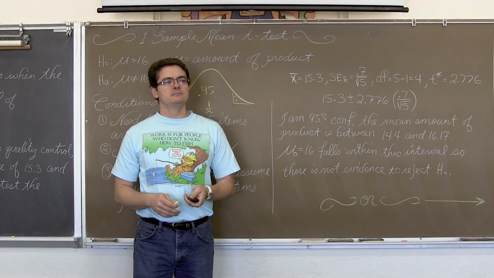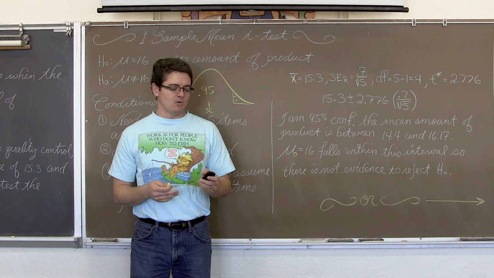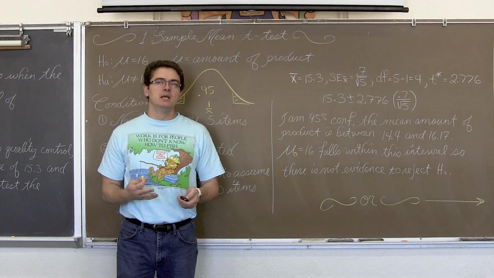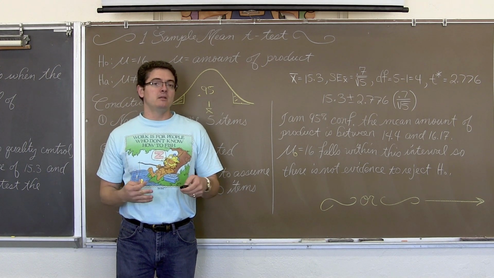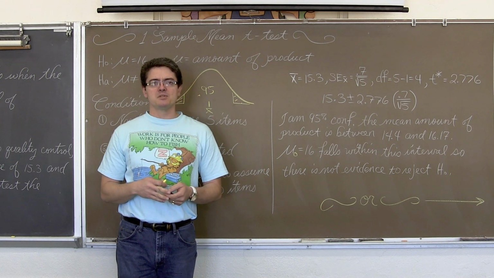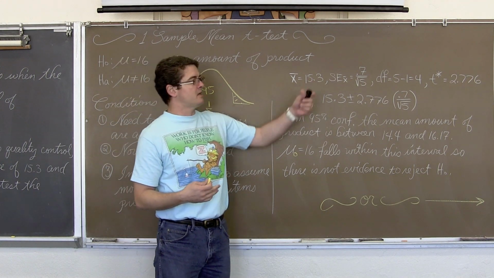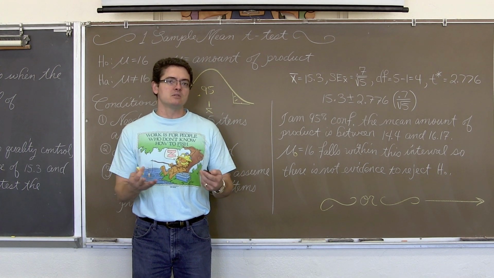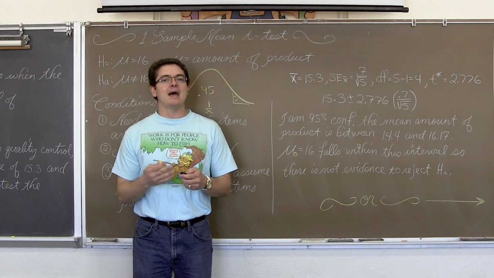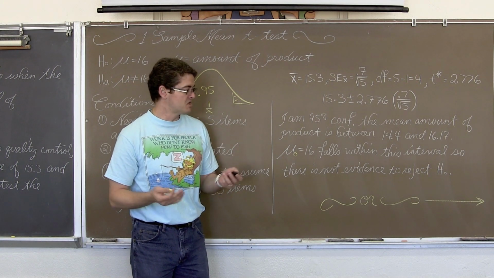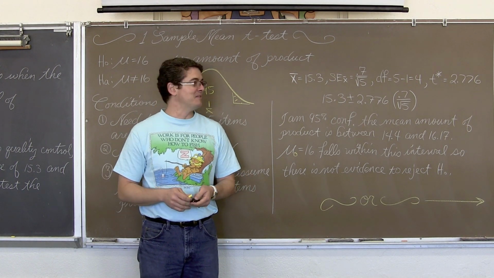We're not going to accept H sub O. We're not going to accept that there is 16 ounces of product in each item produced, because there might not be. But based on this design with the 5 samples and with the sampling variability yielding us a 15.3, remember, we're looking for evidence against H sub O, and we just simply do not have enough evidence against H sub O to reject it. So, let the assembly line keep producing.